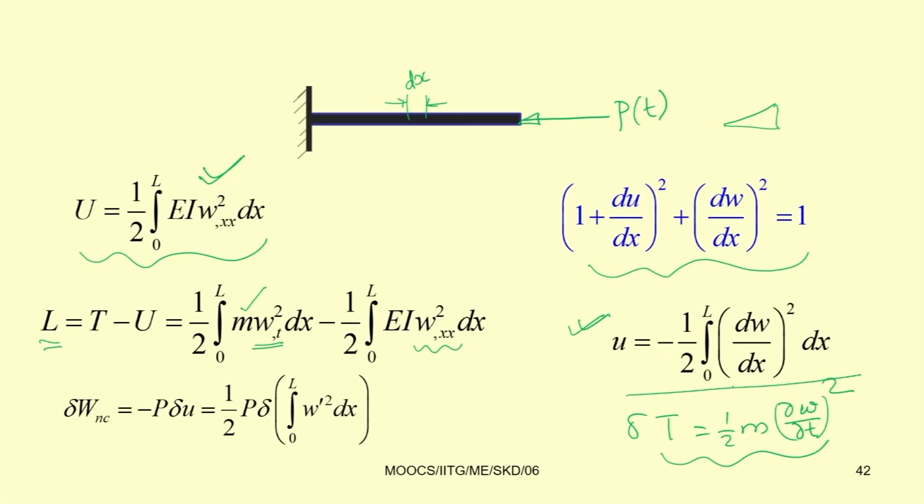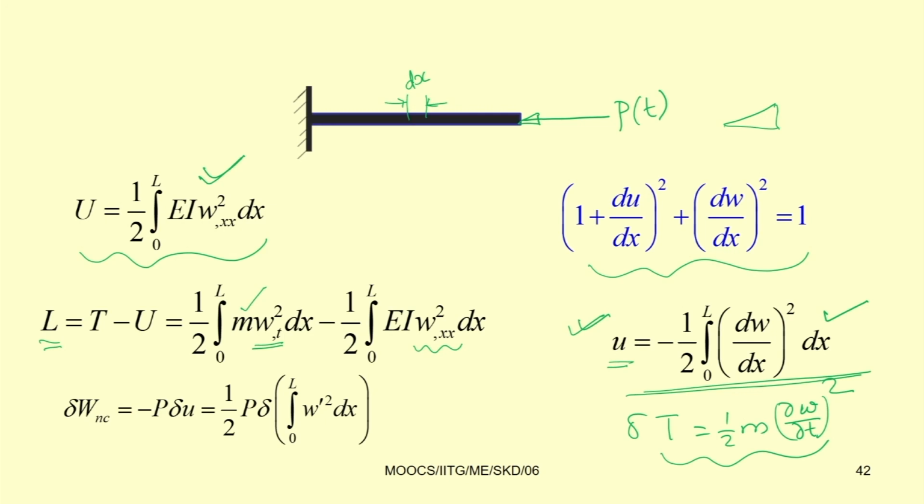This way you can write it, or you can use the partial derivative also, if you are considering w as a function of x and t. Otherwise, for the time being, if you consider w as a function of t, this way also you can write. So, you got u, that is the deflection or displacement in the x direction.